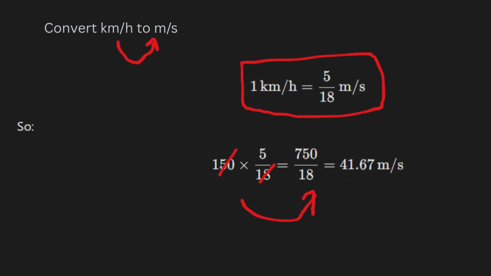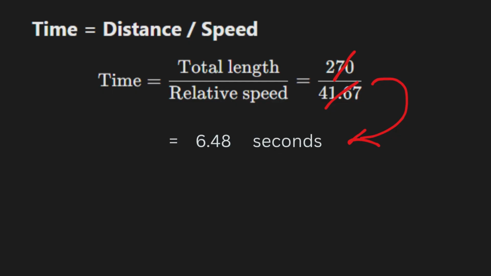So let's convert the kilometer per hour into meter per second to get our final output. 1 km per hour is equal to 5 by 18 meter per second. Let's do this. 150 into 5 by 18, we got 750 by 18. If we cancel it out, we got 41.67 meter per second. So if we put it in our formula, time is equal to distance by speed. Distance is 270 and the relative speed which we found previously is 41.67. If we cancel out, we got 6.48 seconds.